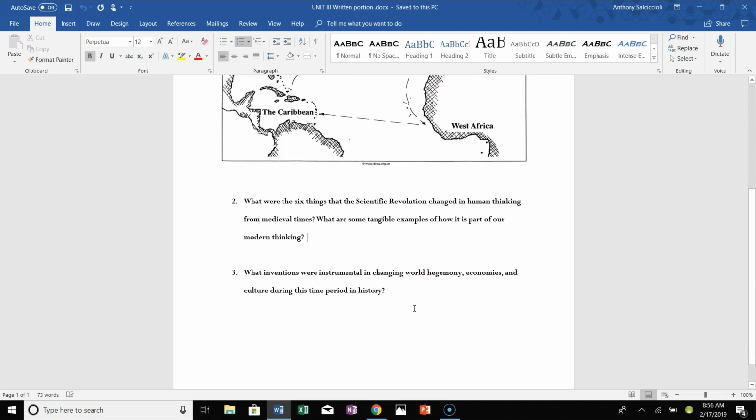Then the third one's the easiest one. The inventions that were instrumental in changing world hegemony. That means dominance, economics, or economies, excuse me, money, and culture during this time period. And this is concrete. This is tangible. Number one, the boat. Okay, this age of exploration, people started getting into boats and traveling all over the place. Number two, what they were using on the boat was an astrolabe, navigation equipment. With an astrolabe, that gave you an advantage over everybody else.